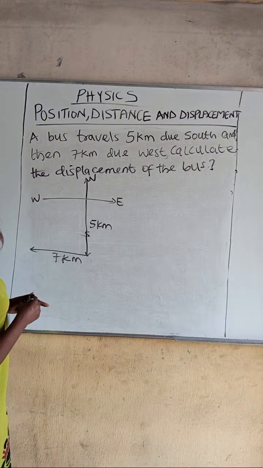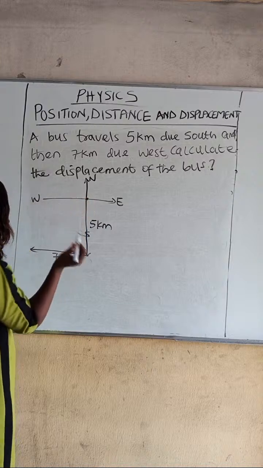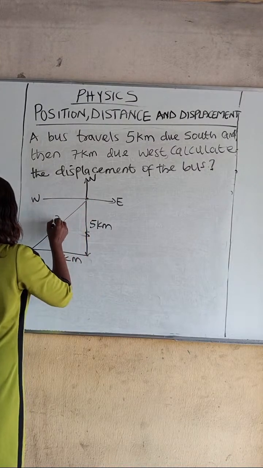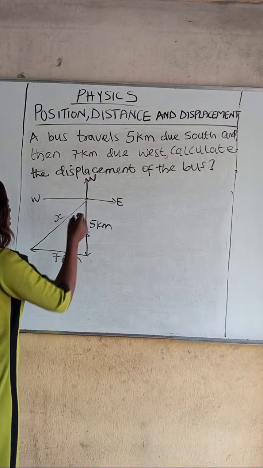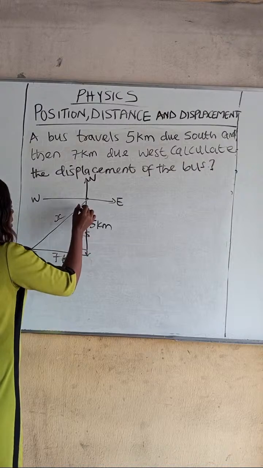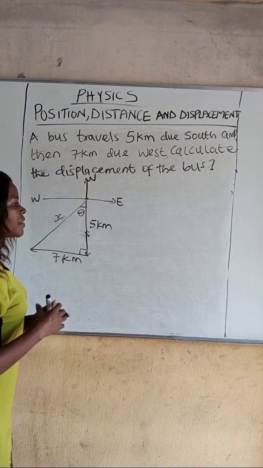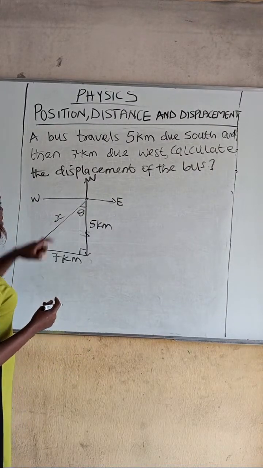Okay, the displacement of the bus from its original position, certainly this is where it started to move. Now from here to here, I'm going to get the distance, which is what? X, right? Then this is my right angle. I'm going to get what? My direction. Now I'm going to use Pythagoras theorem to solve. And Pythagoras theorem says that what?